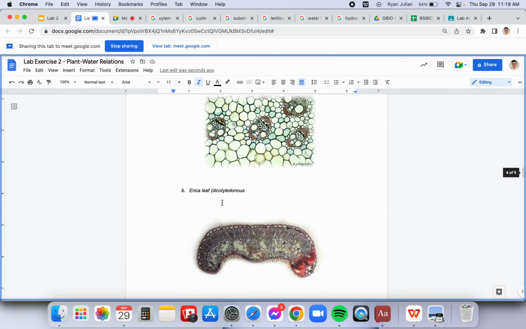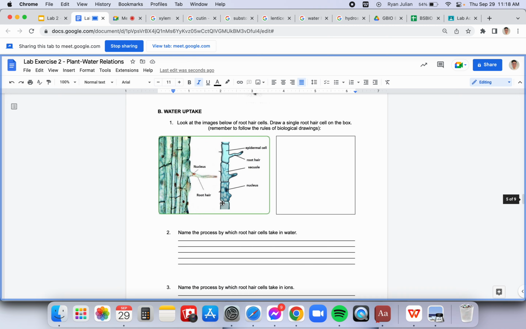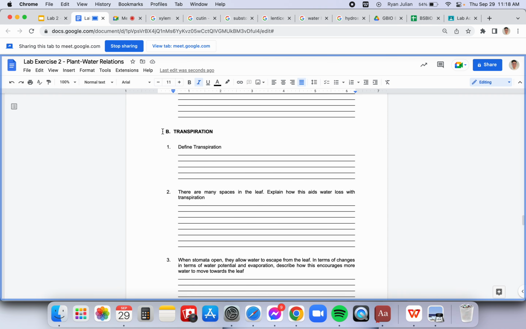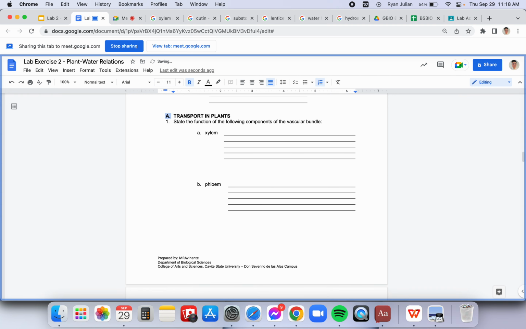B, right? Letter C pala, sorry. It won't change. Anyway, I will change it later.